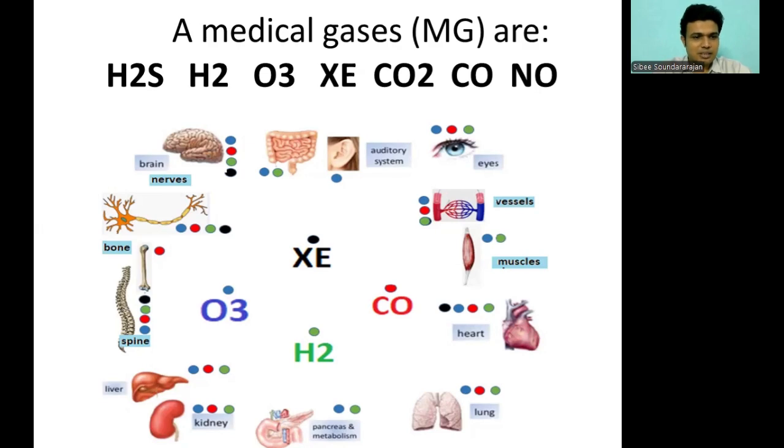The slide schematically shows the organs and the systems of the body on which the therapeutic effect of these gases is noted. In this diagram, the green circle indicates the therapeutic activity of hydrogen described in the scientific literature for the corresponding organ. Similarly, the blue circle indicates the therapeutic activity of ozone, the black for xenon, and the red for carbon monoxide.